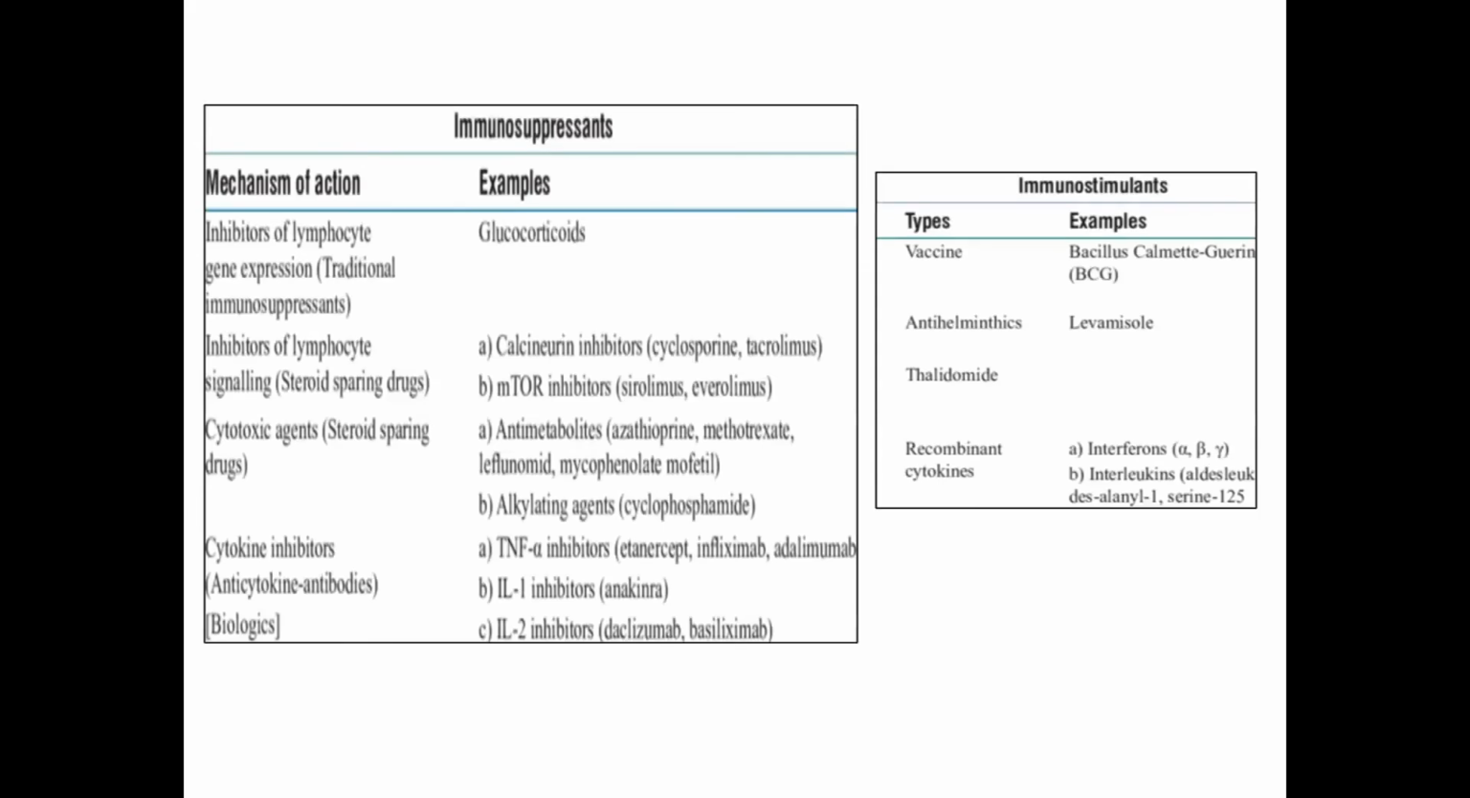Next, about immunosuppressants, we have steroids, the most commonly used immunosuppressants. We have calcineurin inhibitors like cyclosporine and tacrolimus, mTOR inhibitors like sirolimus and everolimus, and antimetabolites like azathioprine, mycophenolate mofetil and cyclophosphamide. We have TNF alpha inhibitors, interleukin 1 inhibitors, and interleukin 2 inhibitors. And among immune stimulants, we have vaccines, and recombinant cytokines like interferons, interleukins, and so on.